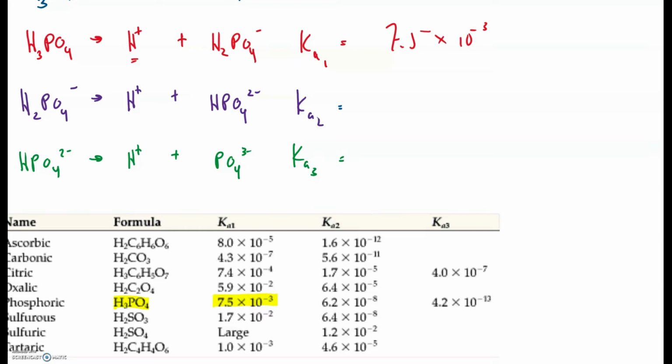Here is Ka2, 6.2 times 10 to the -8, which is 5 orders of magnitude less than Ka1. And finally, Ka3, which is something super dinky, 4.2 times 10 to the -13. This is almost small enough to be negligible. So let's try one of these, and let's take a look at the kind of question that we could expect to run into in a problem like this.